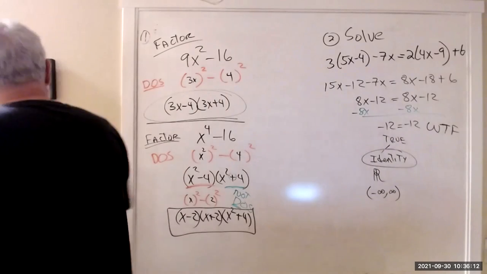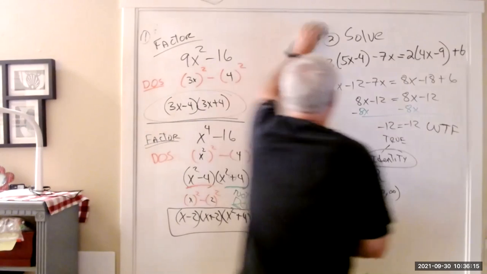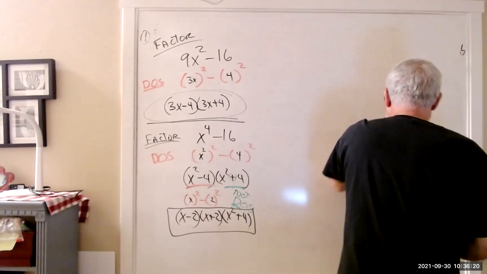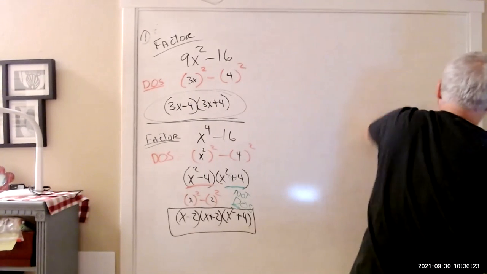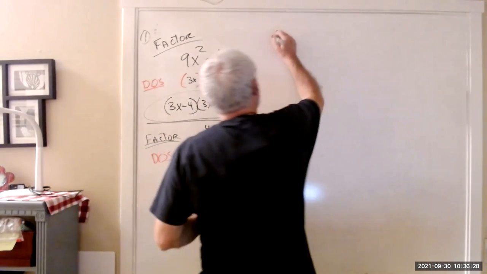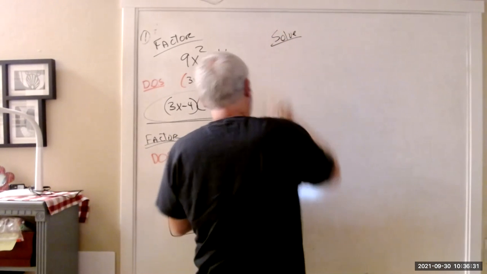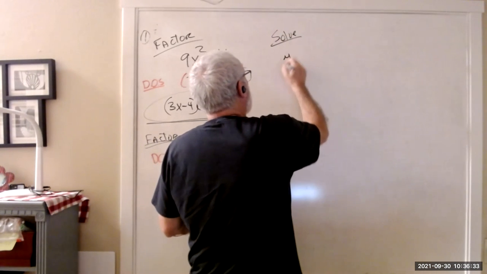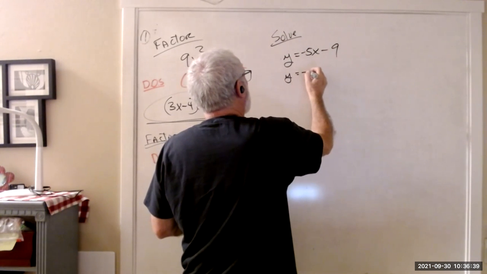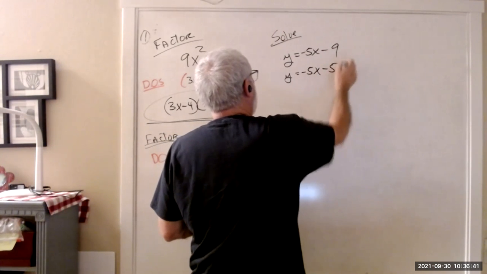Yeah, I have a question. It was on one of the quizzes: solve the system of equations. I got y equals minus 5x minus 9 and y equals minus 5x minus 5. Okay, hang on. So we want to solve, and you had y equals minus 5x minus 9, and then y equals minus 5x minus 5. Okay. All right.